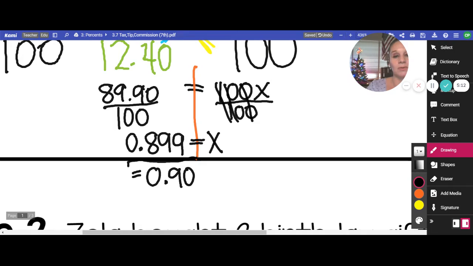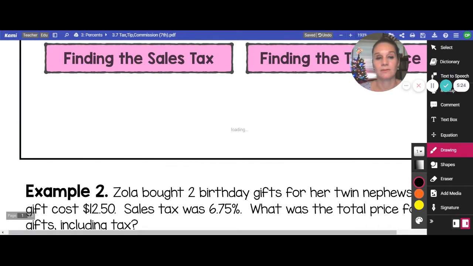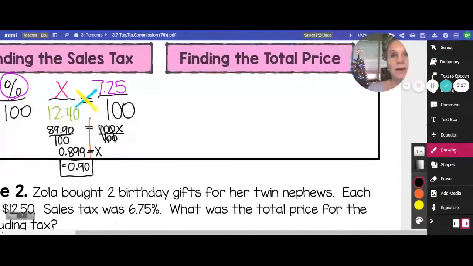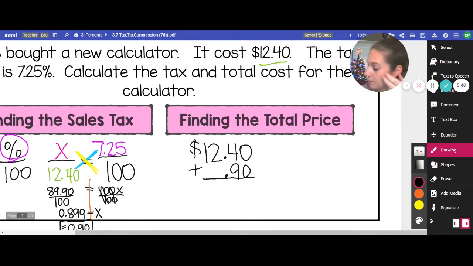So when it asks what is the tax amount for the sales tax, it would be 90 cents. And then to find the total price, we're just going to take the original cost of the calculator, which was $12.40. We're going to add to that the tax that we just figured out. So you could use a calculator for this, or you could just add it by hand, and you end up getting $13.30.